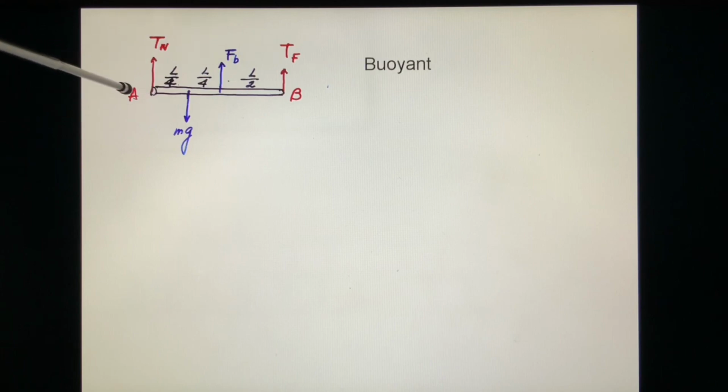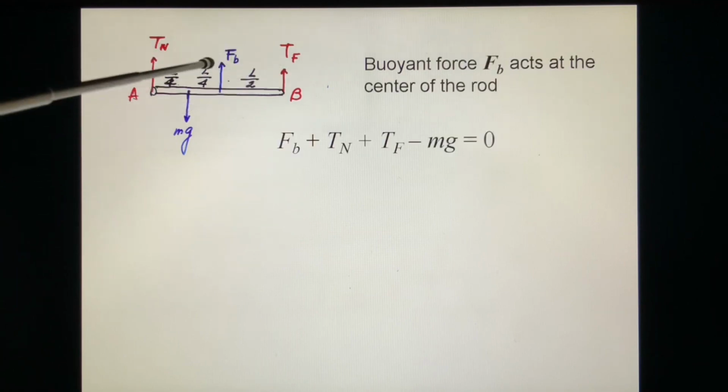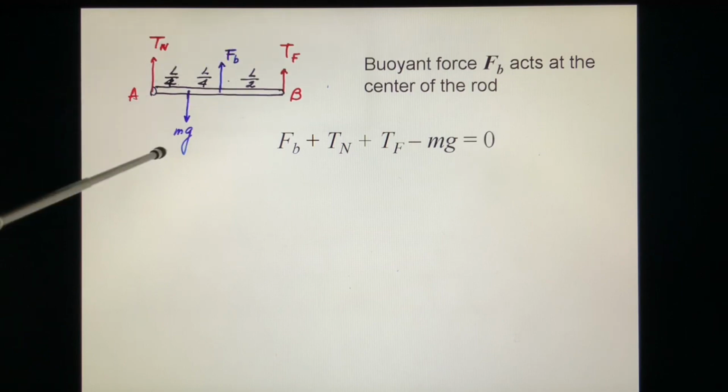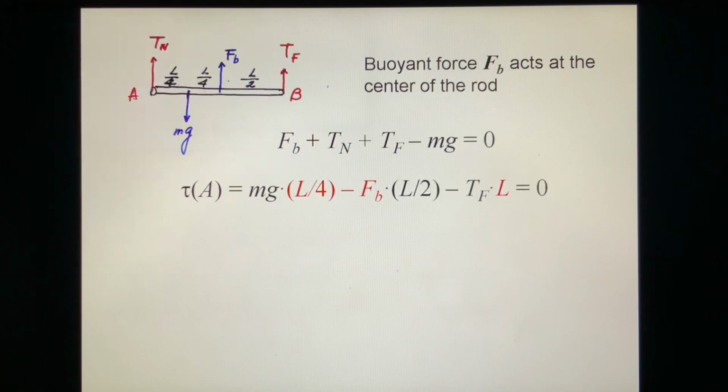We look at this one, sigma F equals 0. That means Tn plus Tf plus Fb equals mg. Second, we take the torque around A. When we take torque around A, we can eliminate this T. So we get counterclockwise, mg times its arm, and clockwise, half the length times Fb, and the net torque equals 0. From these two equations, I can find Tf, and in the same way I can find Tn.